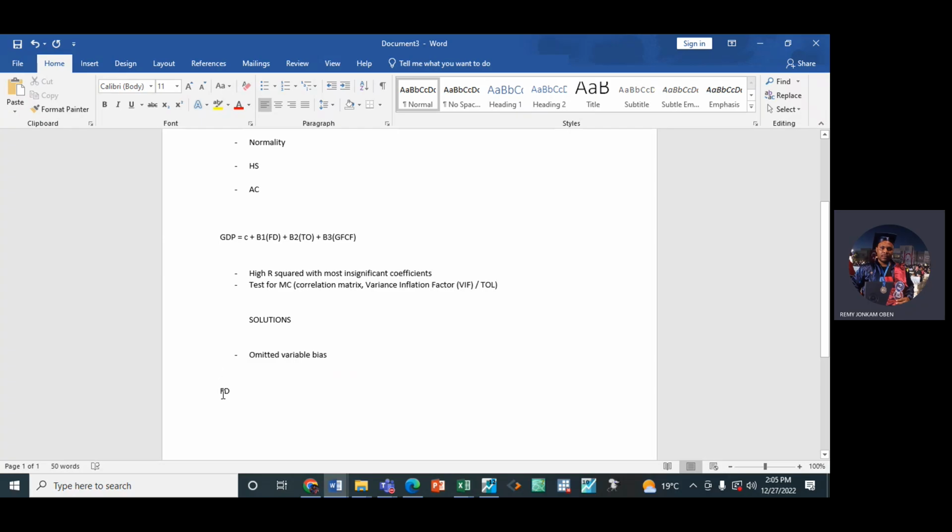But if taking off the variable will not cause omitted variable bias, then take it off. Now, how will you know that this variable will cause omitted variable bias? You don't guess. You should test it. There is a test for that.